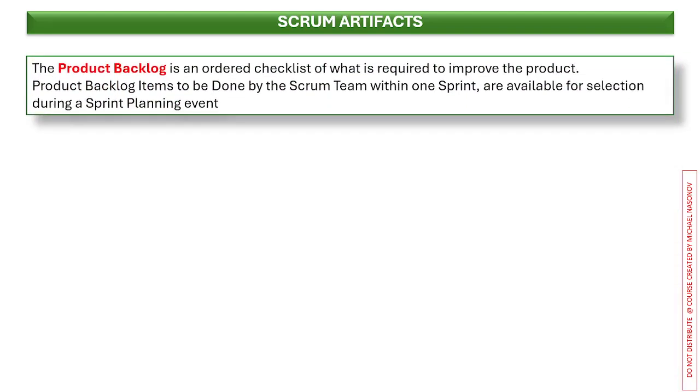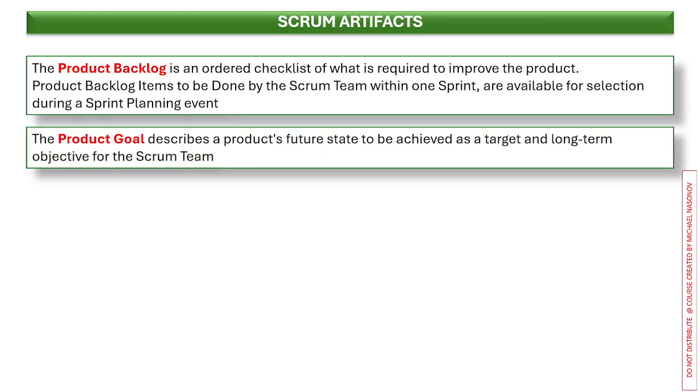Next topic. Scrum methodology also produces artifacts. The product backlog itself is an ordered checklist of what is required to improve the product. Product backlog items to be done by the Scrum team within one sprint are available for selection during a sprint planning event.